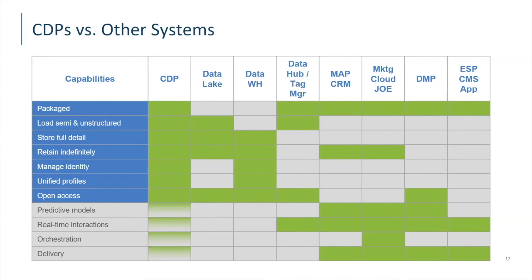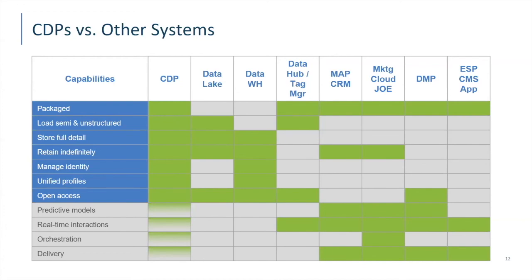So as you see in the bottom part of that chart, the stuff on the top, those 7 blue things, those are things that CDPs do, kind of core CDP capabilities. The things about predictive models, real-time interactions, orchestration, delivery, some CDPs do, some CDPs don't. But the other kinds of systems, you'll see CRM there and marketing clouds, that's where they really shine. So we're not saying that CDPs are the best thing, and that's the only thing you need. We're saying that there's a particular set of capabilities that you're more likely to find in a CDP than someplace else.